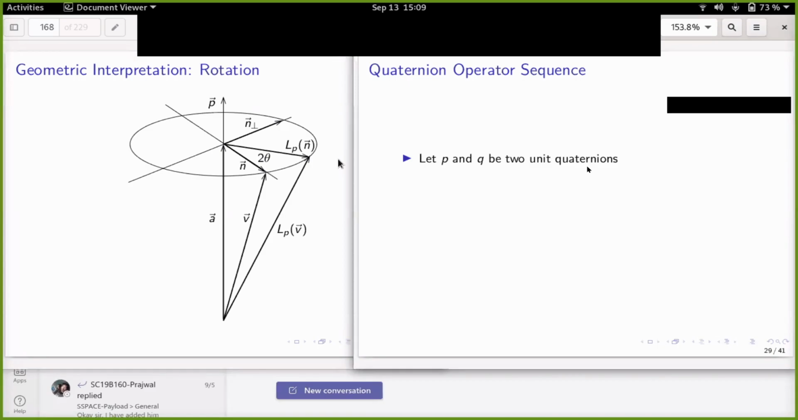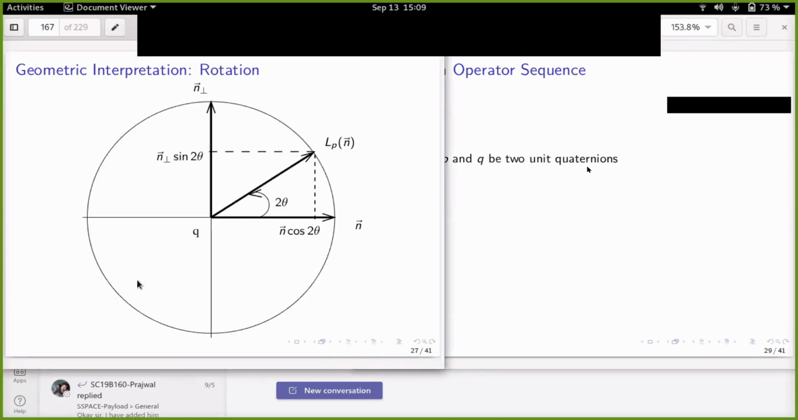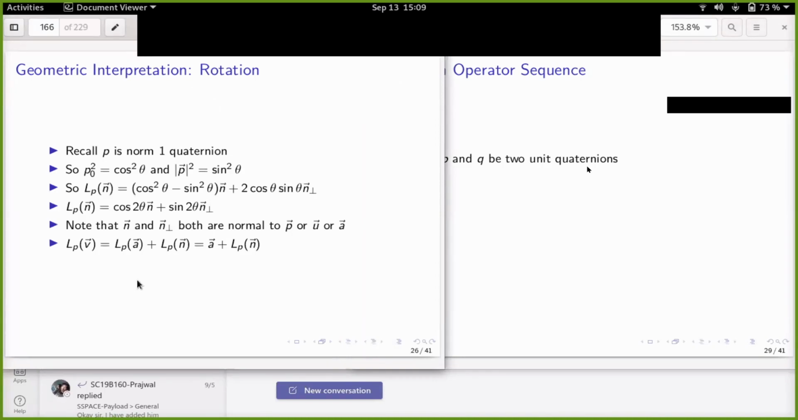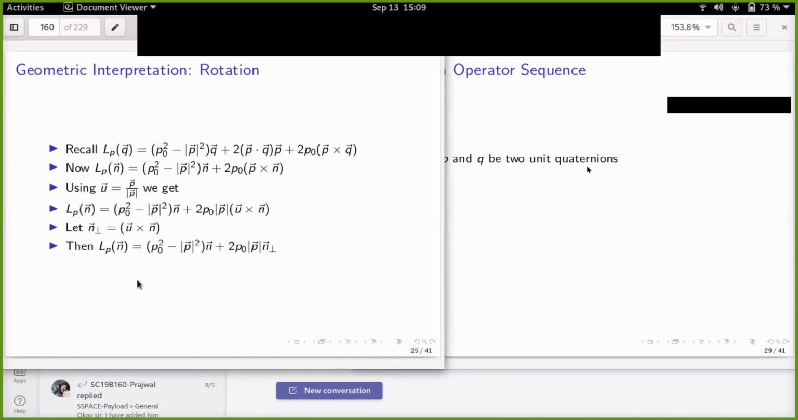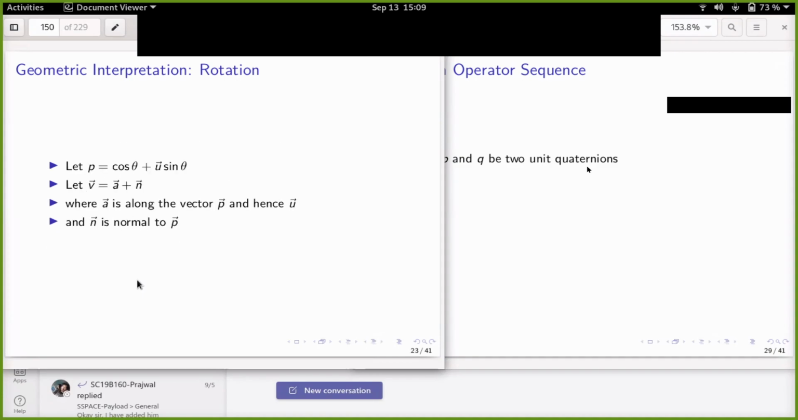So any questions from the morning class? What we had stated was this one. That is, if you have a quaternion P, cos theta plus U sine theta, P naught that was. So cos theta plus U sine theta.